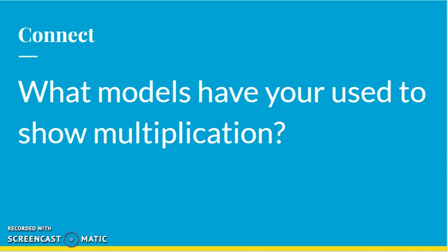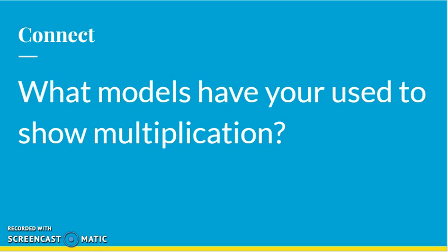So what models have you used to show multiplication? Now, think about what we did when we first started multiplication. As you're thinking, I want you to think about what we made for our wall outside in the hallway. And I hope you're saying arrays. We use arrays to multiply. We also used equal groups to multiply. And then we used what we call the standard algorithm, where we just multiplied.